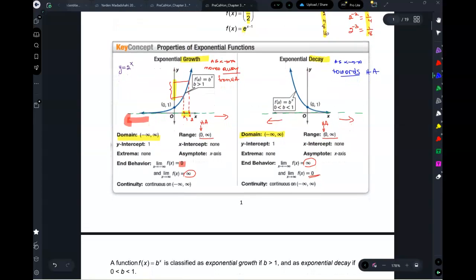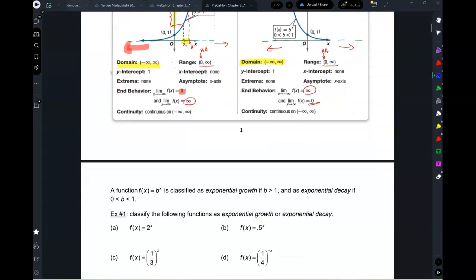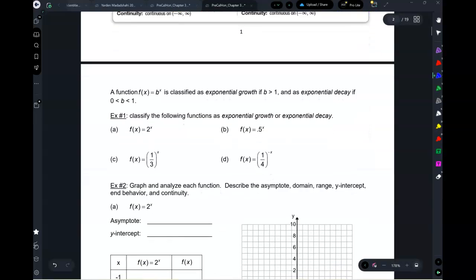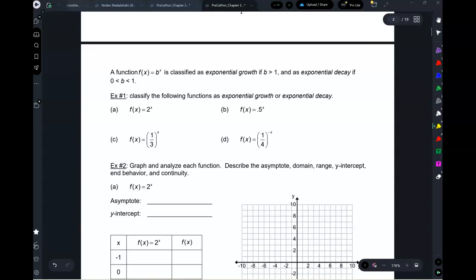So we know how to tell if a function is exponential growth or decay if we have the graph of it. But what if we only have the equation? Well, in that case, you have to look at this number b. b is the number that is raised to the exponent. And when we're doing that, we're going to ignore any negative signs. Okay? If that number b is greater than 1, then it's exponential growth. And if it's between 0 and 1, it's exponential decay.